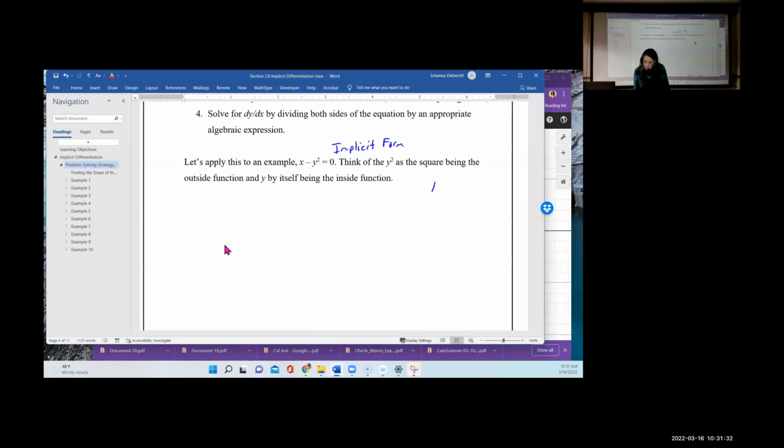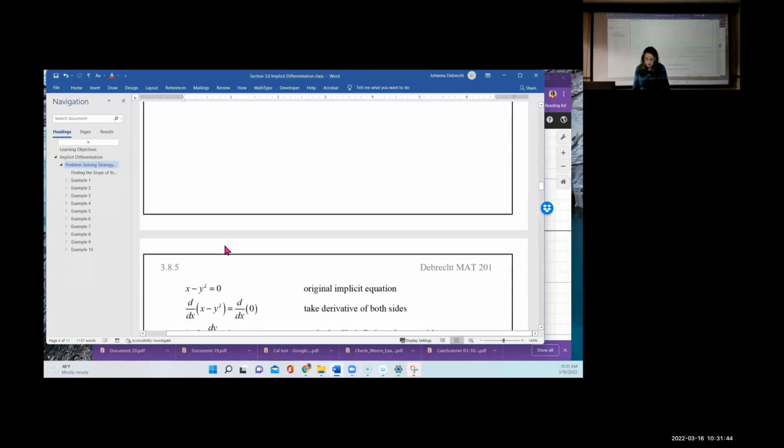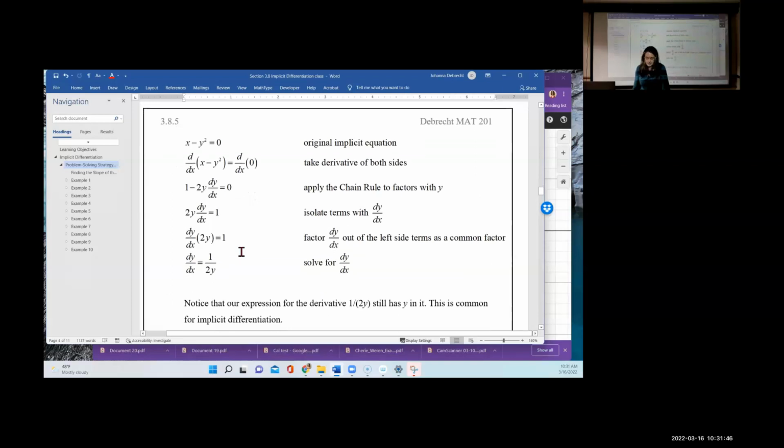Our explicit form for this earlier was y equals plus or minus the square root of x. But we're going to start in implicit form, so we're going to apply the steps. Starting with the original, take the derivative of both sides of the equation. So we take the derivative of the left and the derivative of the right.